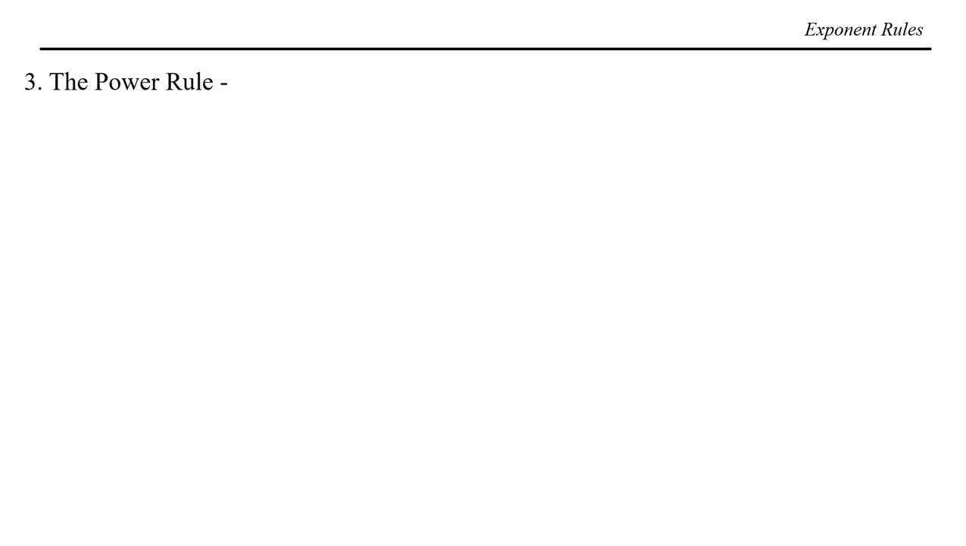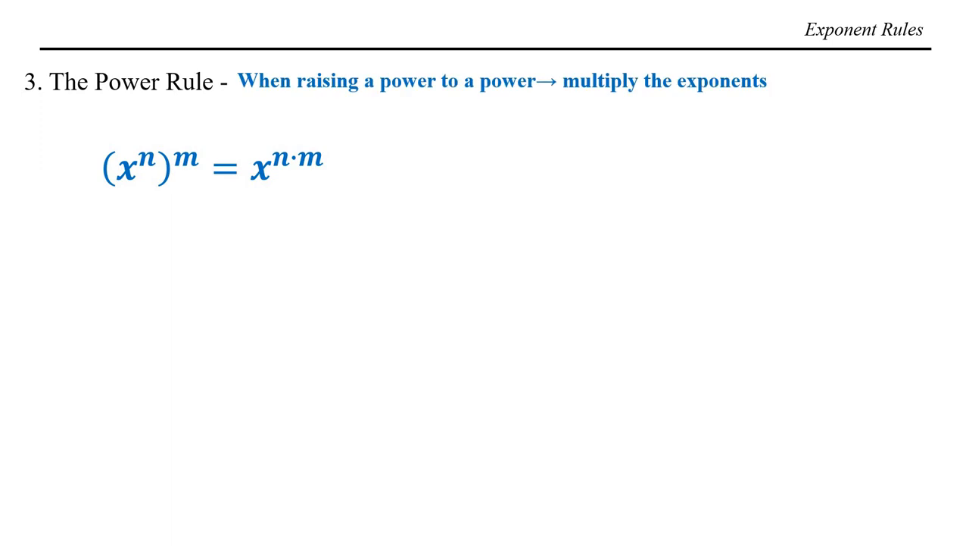So the power rule. If we have x to the power of n to the power of m, that would be equal to x to the power of n times m. So when raising a power to a power, we can multiply those powers or exponents. So again, let's work through an example with this one. So if we had 5 to the power of 4 to the power of 3, that would be equal to 5 to the power of 4 times 3, which would be equal to 5 to the power of 12.